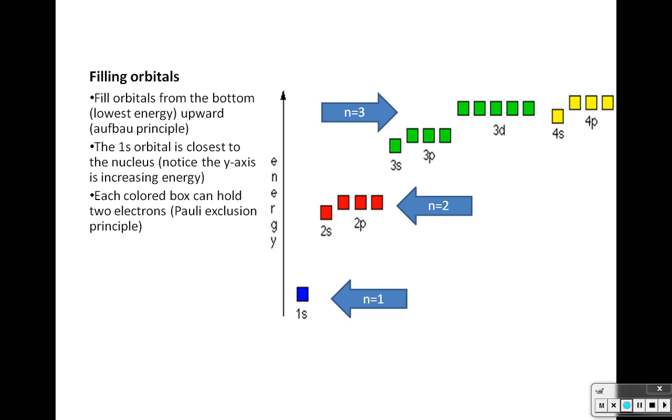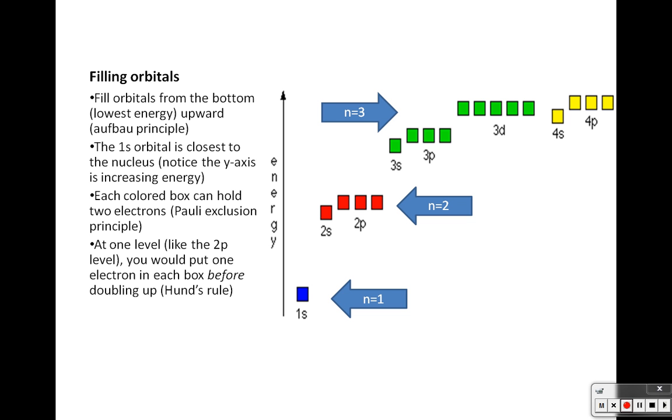Each colored box can hold 2 electrons. Earlier, when I showed you all of the orbital pictures, we said that each orbital could hold 2 electrons. So each one of these boxes is 1 orbital. For example, on the p, there are 3 p orbitals, so that's why there's 3 colored boxes in the 2p, the 3p, and the 4p. There are 5 d orbitals, that's why for the 3d there's 5 boxes. And that idea that each colored box, or each orbital, can hold 2 electrons is known as the Pauli exclusion principle.